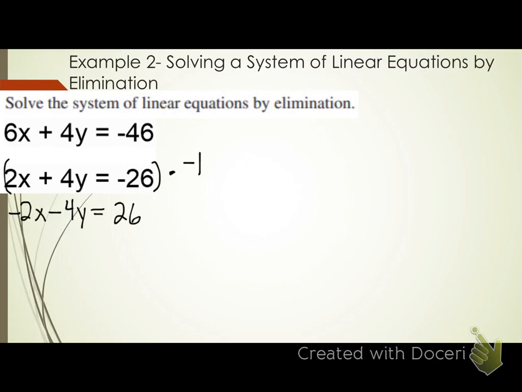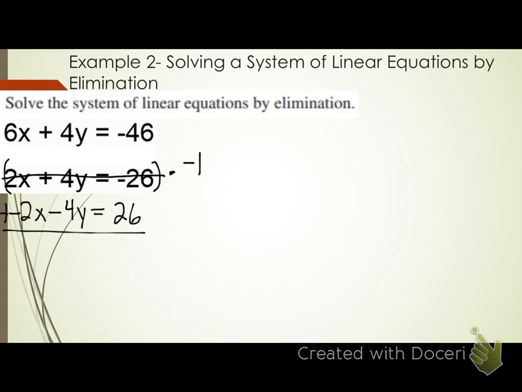Now, do I have same number, opposite sign? Yep. My very first equation and this new equation that I created by multiplying equation 2 by negative 1. Now that I have same number, opposite signs, I can now add those two. I'm no longer looking at this second equation because I just remade it by multiplying by negative 1.